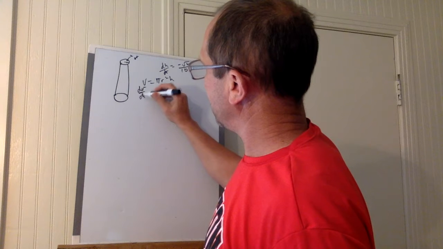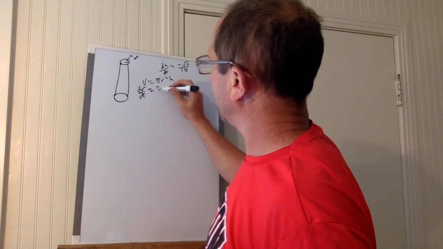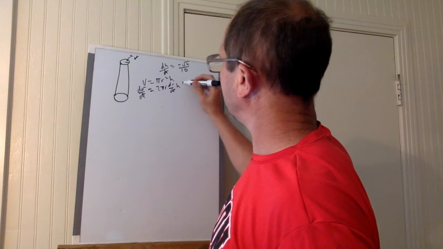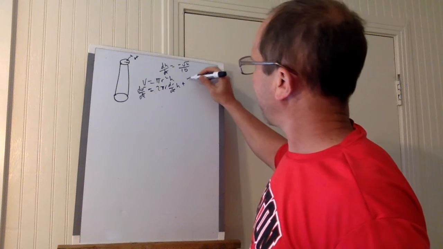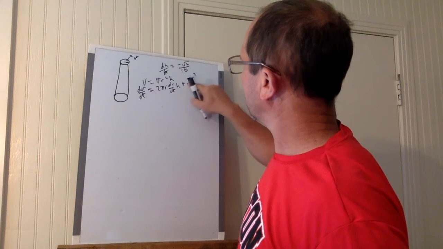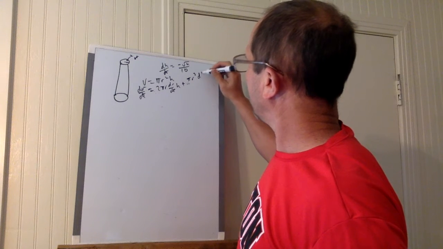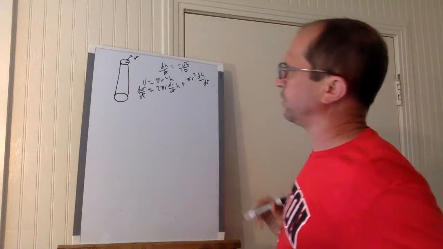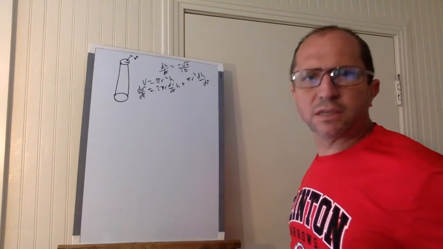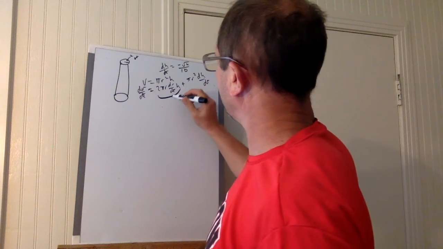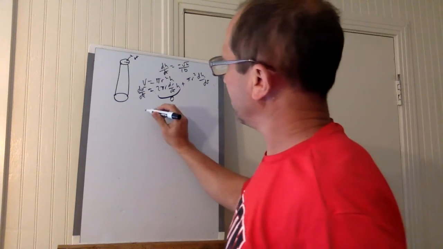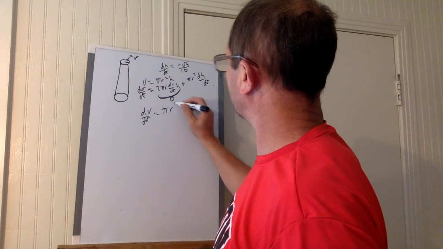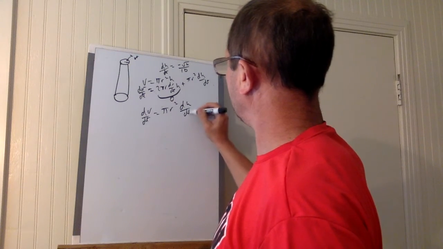dV/dt equals 2 pi r dr/dt times h plus pi r squared dh/dt. Now, that looks a little complicated at first until you think about the fact that the radius never changes. So when we have dr/dt, that whole term becomes 0. So really, dV/dt is just going to be pi r squared dh/dt.